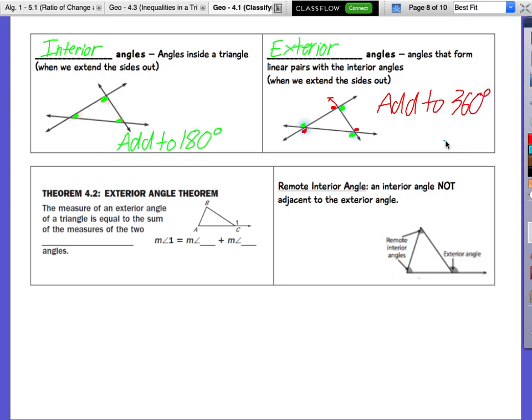This is not section 4-2, this is theorem 4-2, okay? So, exterior angles theorem. The measure of an exterior angle, so in this case, angle 1 is an exterior angle, of a triangle is equal to the sum of the measures of the two remote interior angles. We'll call them remote interior angles.